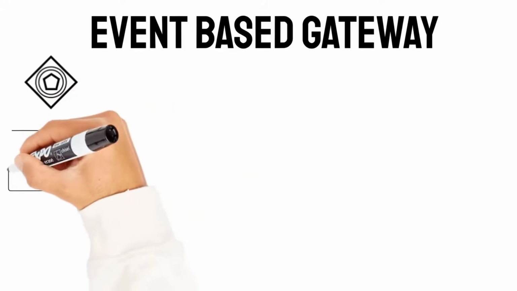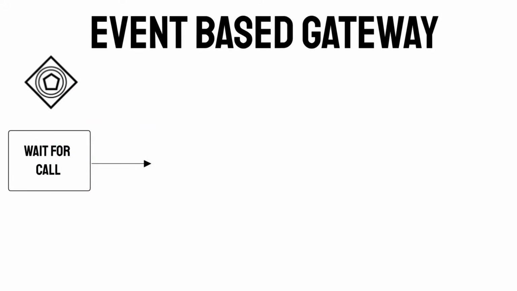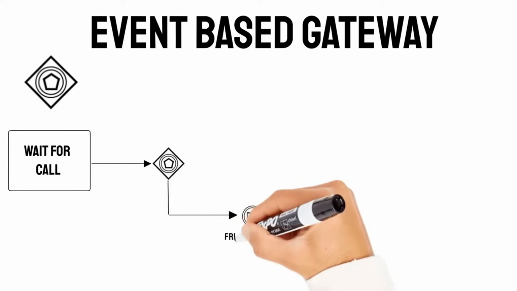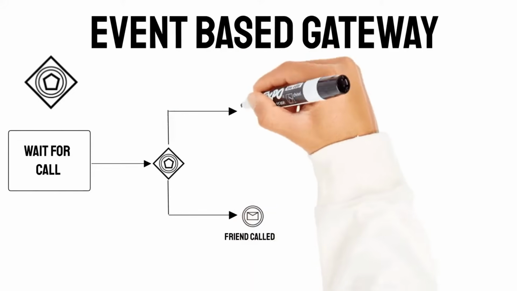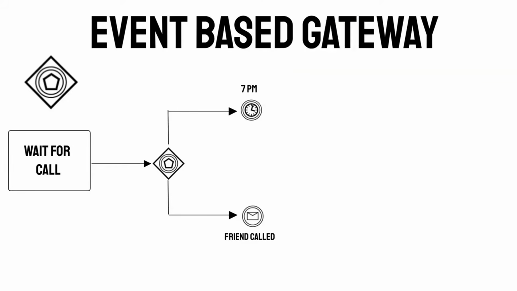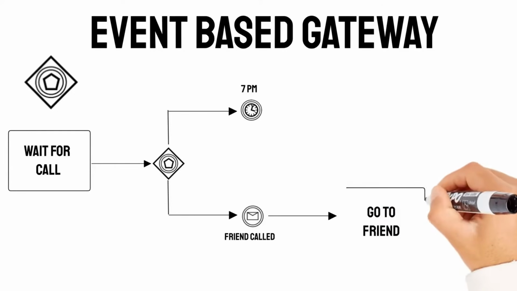This scenario implies that we need a gateway which is referring to the event of whether your friend calls you before 7 p.m. or not. That's the way we would model this scenario. We have the event-based gateway, and after this gateway we have these two possible events. The first event would be the call from your friend, and the second one would be the alternative, in case your friend wouldn't call at all. So it's 7 p.m. We need this alternative, otherwise we would wait forever.